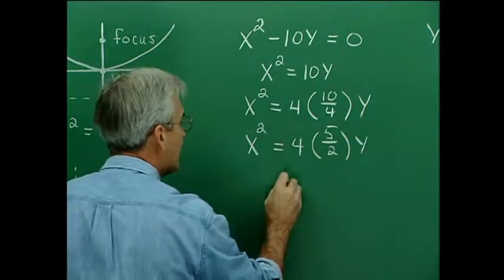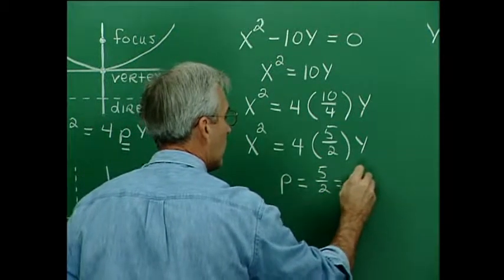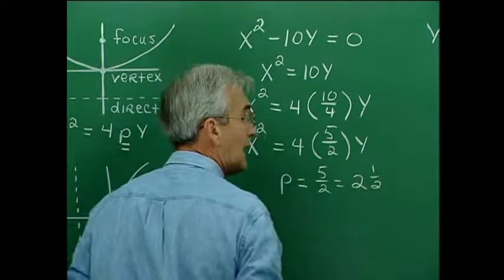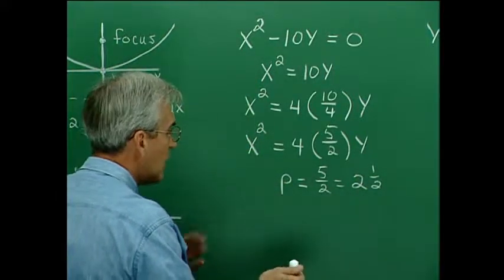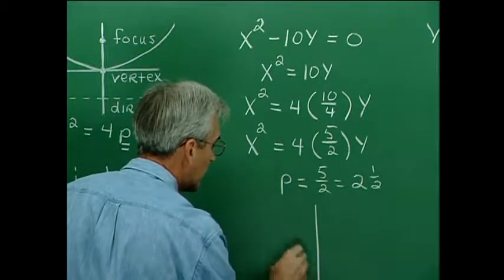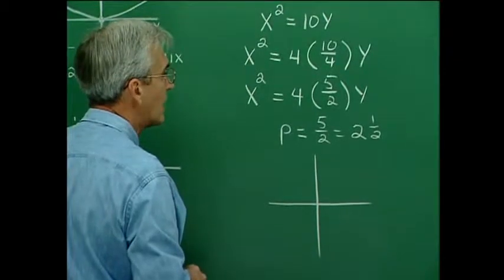Now we identify p as being this 5 halves, or 2 1/2. Now that gives us information about distance from vertex to focus, and so we can structure our graph. And it's just a sketch. But here's how we make the sketch.